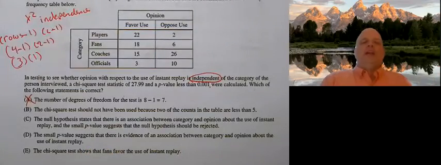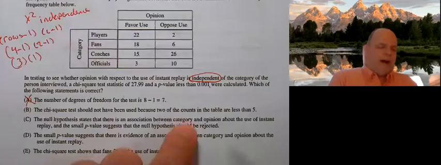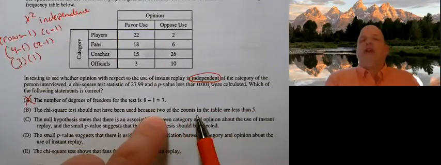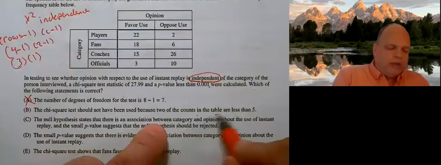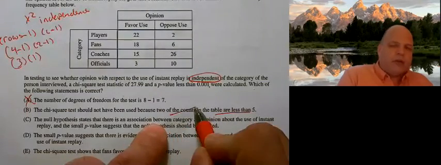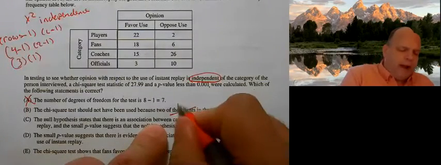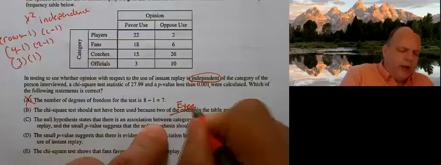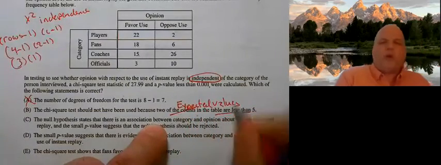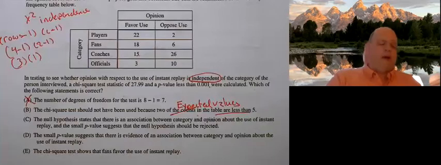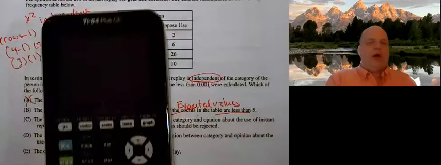Okay. The chi-squared test should not have been used because 2 of the counts in the table are less than 5. They're trying to trick you here. We do have an issue if values are less than 5, but it's not the counts, it's the expected values. So even though we don't have to do it, we're going to check this real quickly and see if the expected values are less than 5.